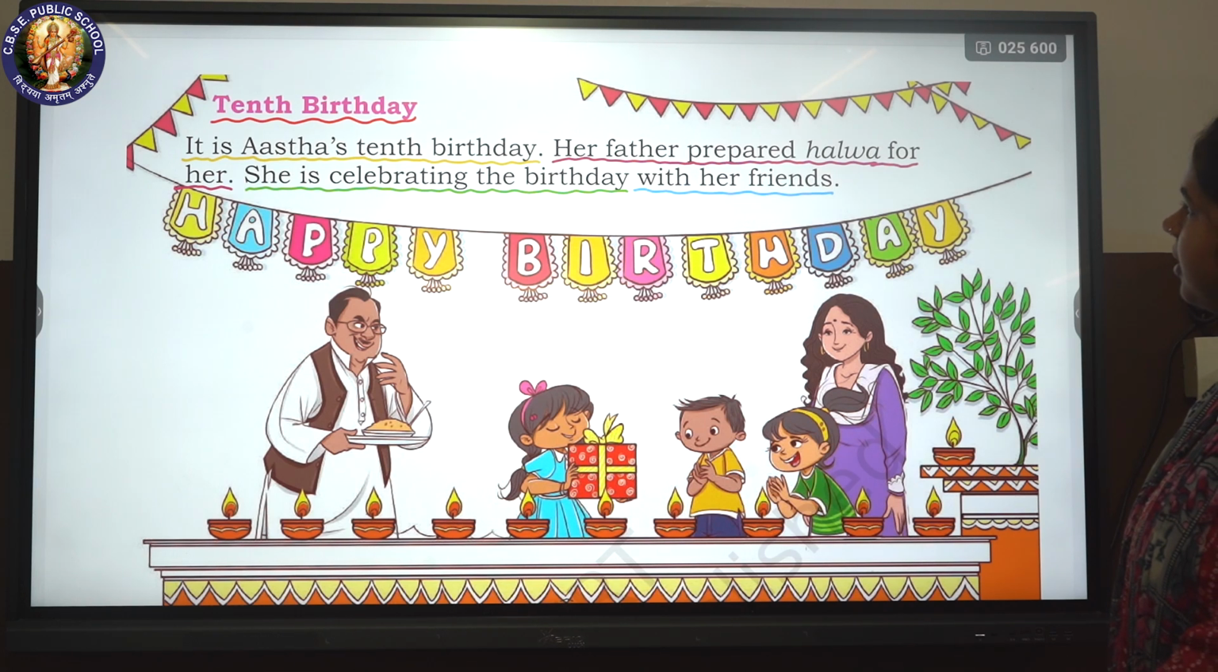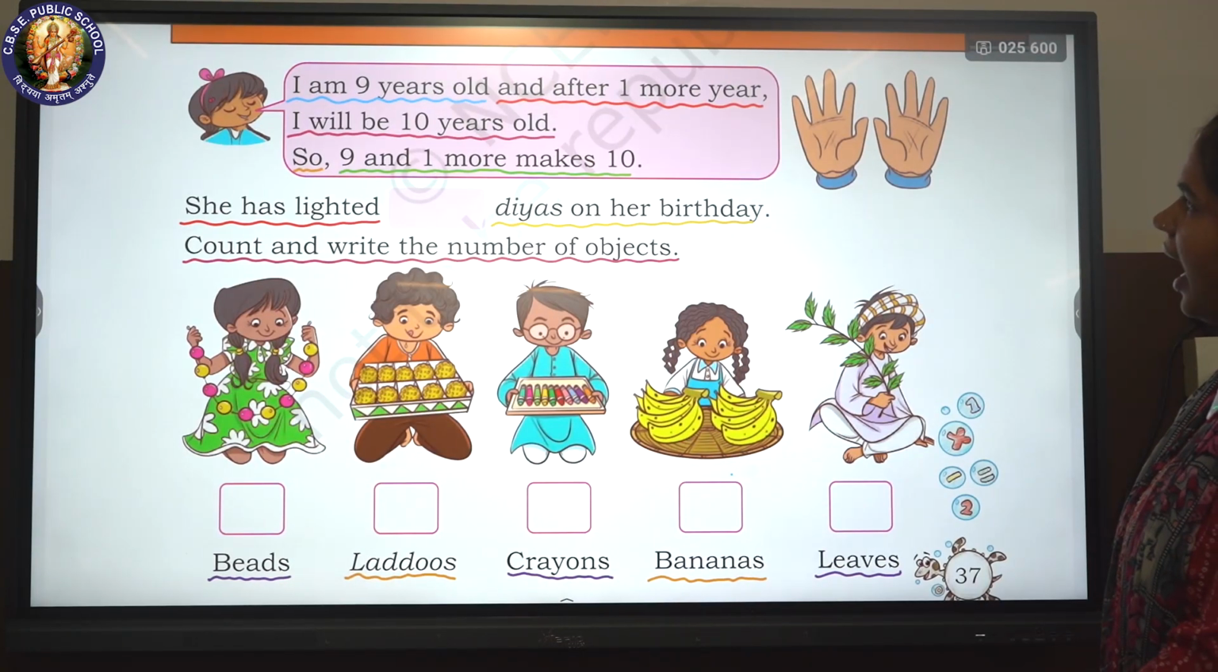Her father prepared halwa for her. She is celebrating the birthday with her friends. I am 9 years old, and after one more year, I will be 10 years old.